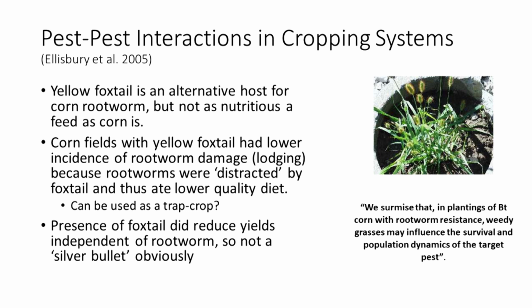That said, it's not a silver bullet. Yellow foxtail, just its presence during that critical weed-free period, did reduce yields. So independent of what's going on with the corn rootworm, just the presence of yellow foxtail reduces yield. So I'm not saying, look, no one's suggesting you should intercrop something like yellow foxtail with corn. No. But the bottom line is the researchers found or surmised that in planting Bt corn with rootworm resistance, weedy grasses may influence the survival and population dynamics of that target pest. So it's an interesting interaction.